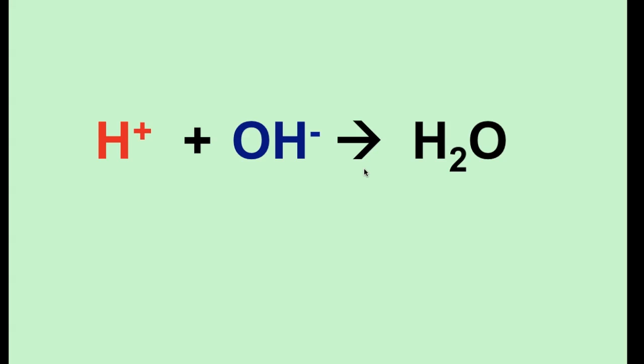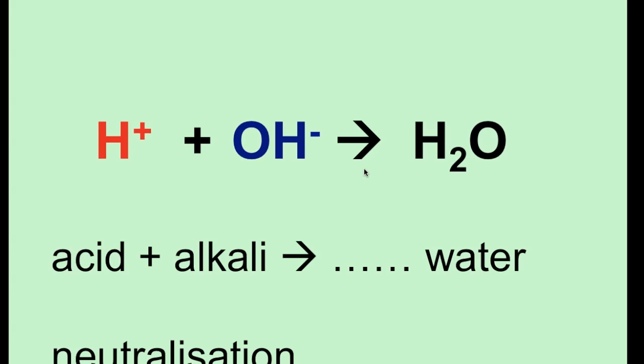H2O is water, and you'll remember from what you did at Key Stage 3 that water is neutral, it has a pH of 7. So an acid plus an alkali makes a salt, but it also makes water. The salt dissolved in the water makes a neutral solution. We call this neutralisation.